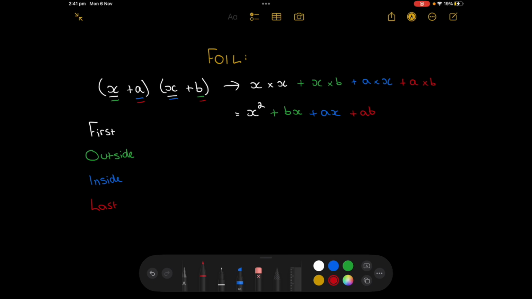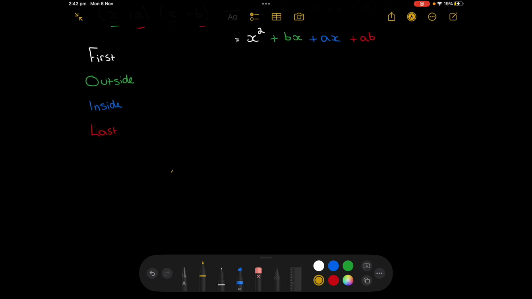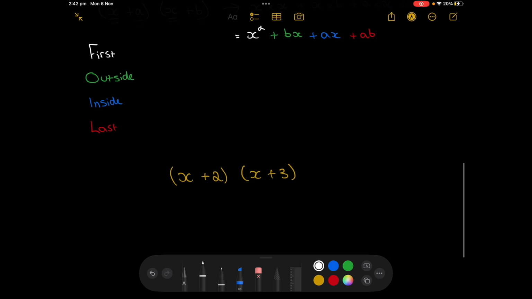So let's look at an example with some numbers and see how we go. Let's expand the expression x plus 2 multiplied by x plus 3. We're going to start by multiplying our first term in each bracket, which is x times x, which is x squared. We are then going to do our outside. Our outside terms are x in the first bracket and 3 in the second bracket, and that is 3 times x, which is 3x.